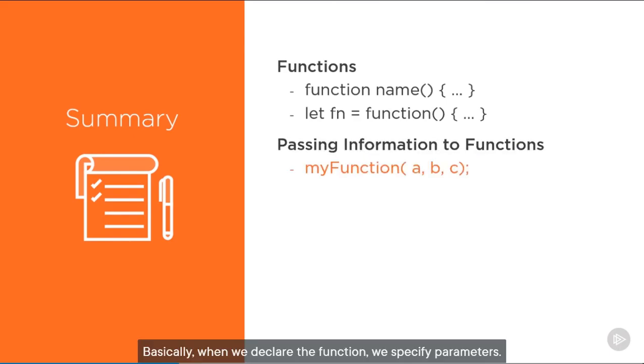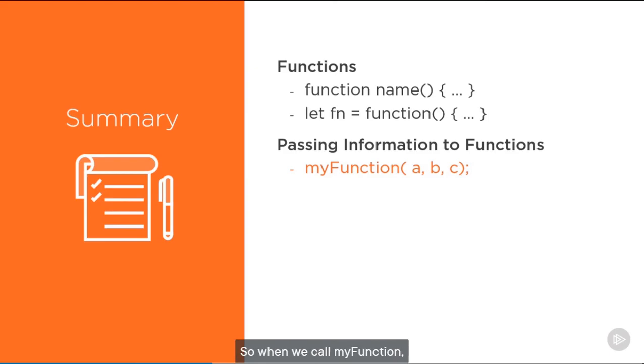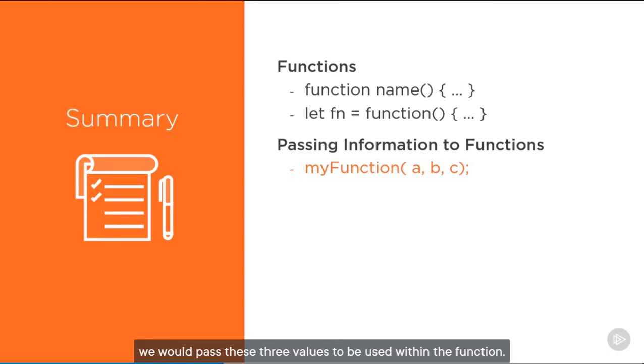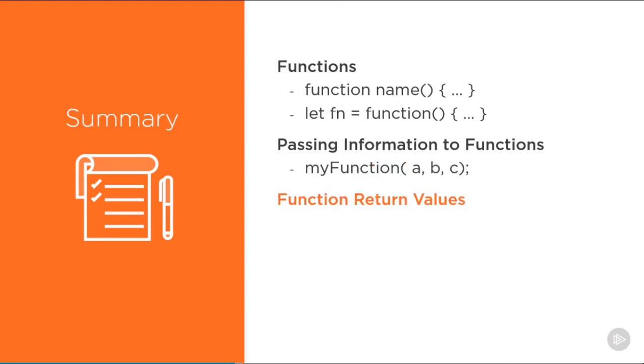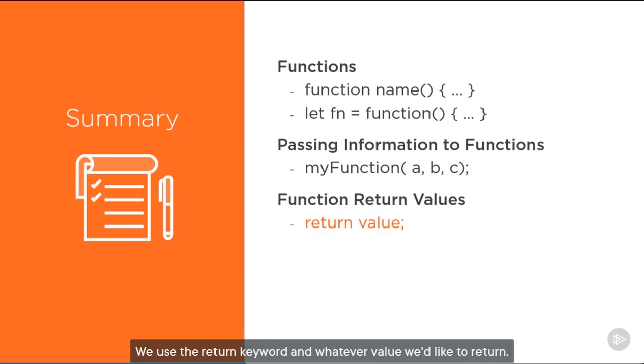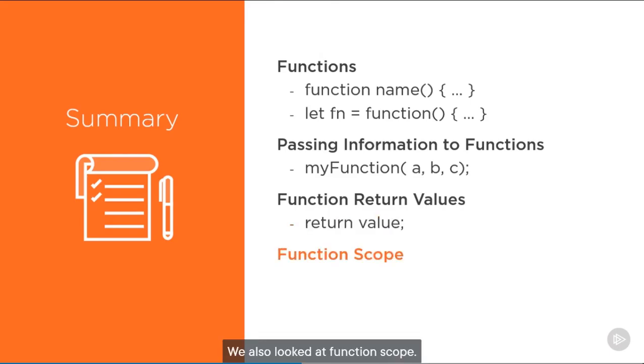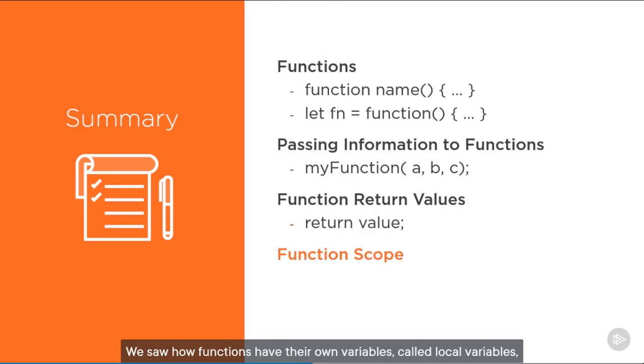We saw how to pass information into a function. Basically, when we declare the function, we specify parameters. Here we have 3 parameters, A, B, and C. So when we call my function, we would pass these 3 values to be used within the function. Functions also return values. We use the return keyword and whatever value we'd like to return. It can be a variable, a parameter, any expression, a function call, but whatever we return, it's just a single value.